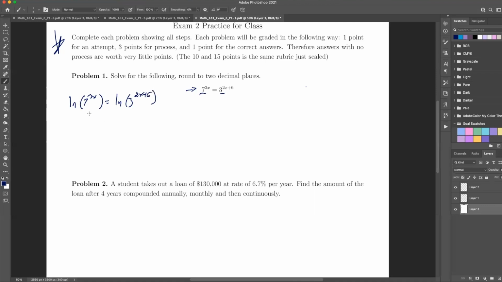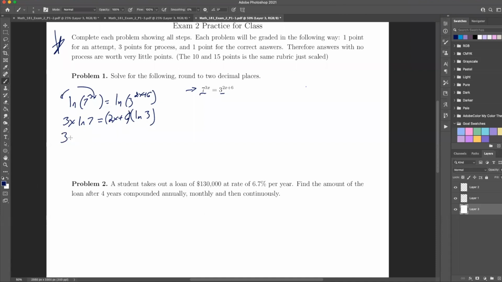Okay. So with that, exponents can get moved up front to be multiplication. So this is 3x ln 7 equals (2x plus 6) ln of 3. All right, so here we just multiply that out. Then I just move it all to one side.